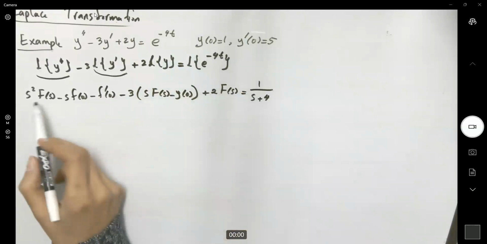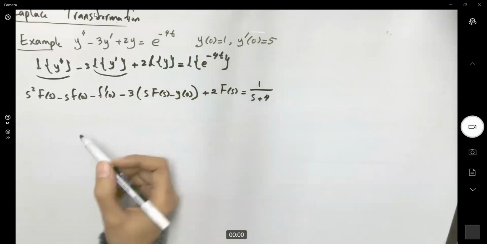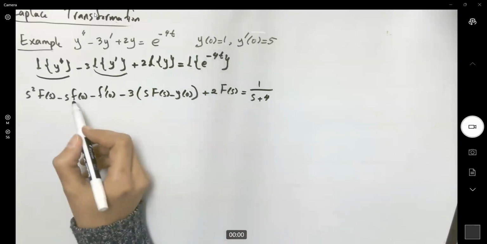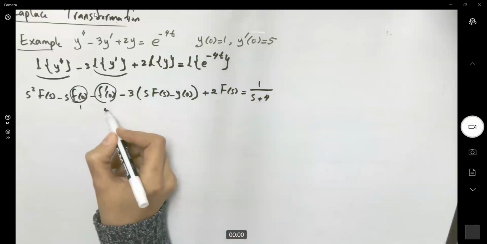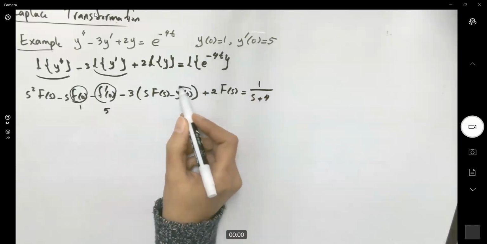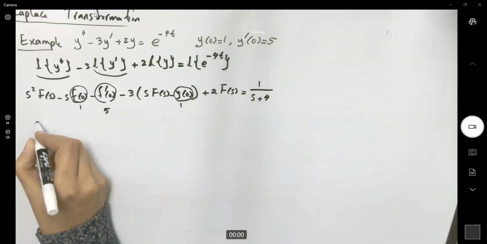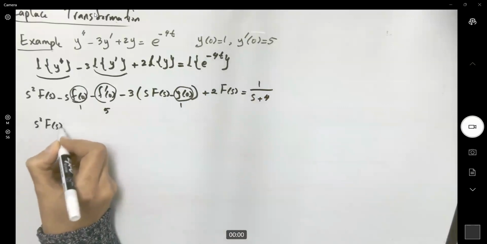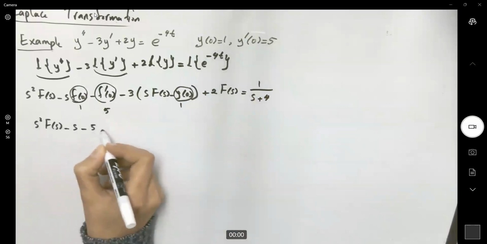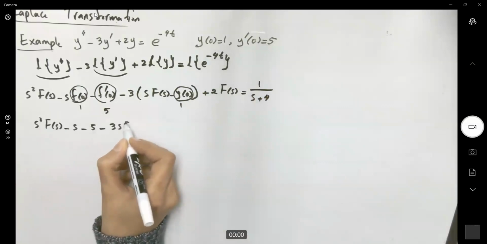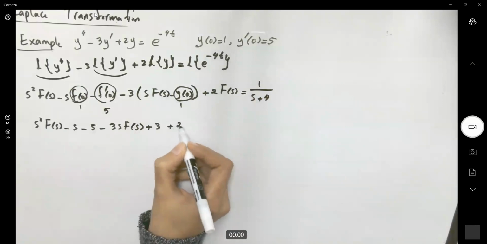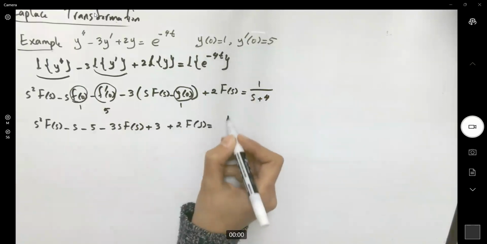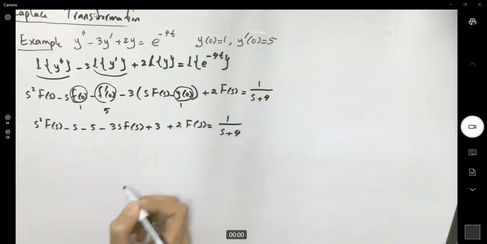Very well. So let us simplify this as much as we can. F at 0 is 1, so this is just 1. F prime is 5, so this is 5. And this is just 1 again. So it becomes s squared F of s minus s minus 5 minus 3s F of s, and here we have plus 3 plus 2 F of s, which is equal to 1 over s plus 4.